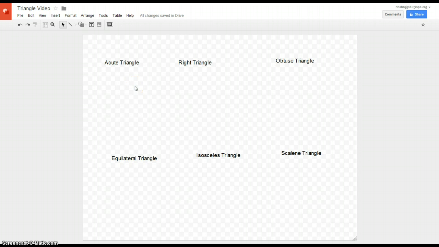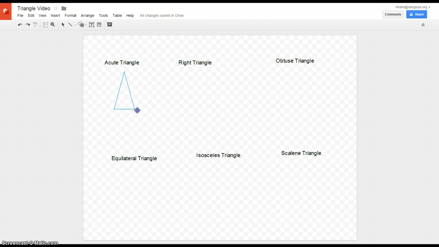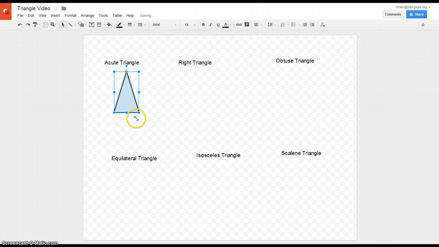An acute triangle is a triangle where all angles are acute. Acute triangles can also be classified as scalene, isosceles, or equilateral triangles. But to be an acute triangle, all angles must be acute angles. So I'm going to draw that now. As you see in this triangle, this angle is less than 90 degrees, this angle is less than 90, and this angle is less than 90 degrees. So this is an acute triangle.